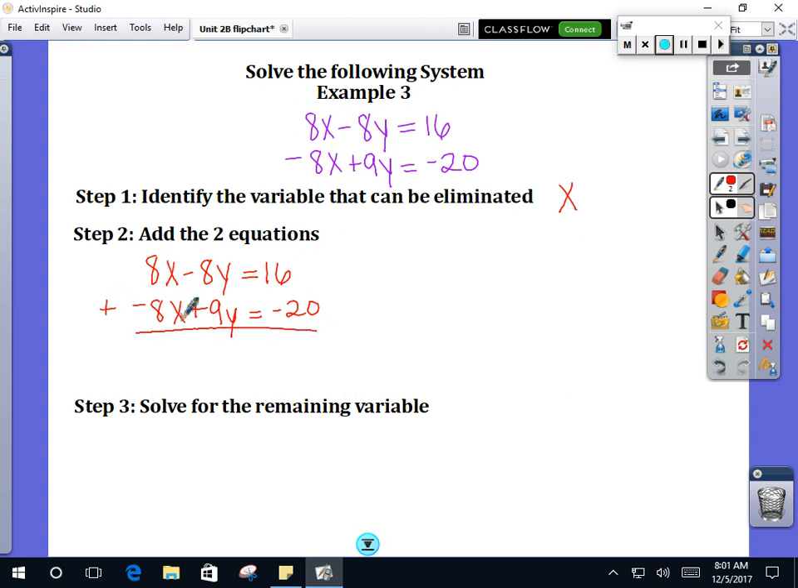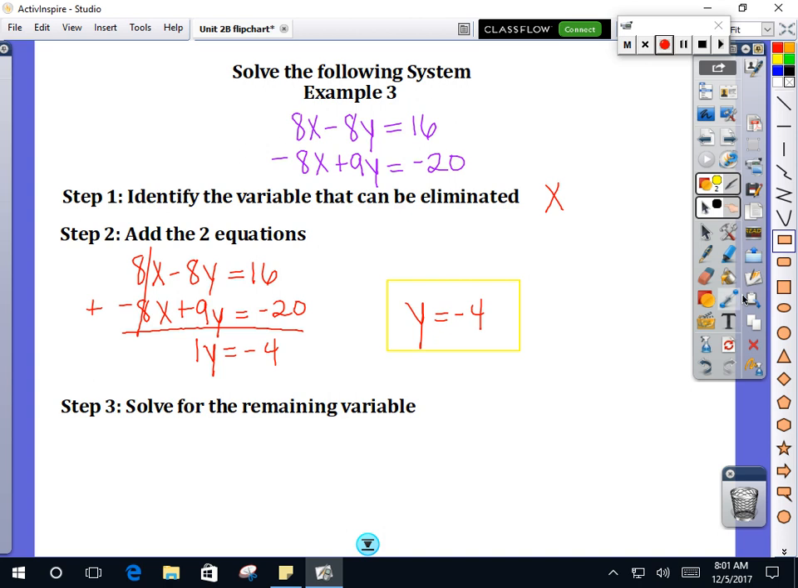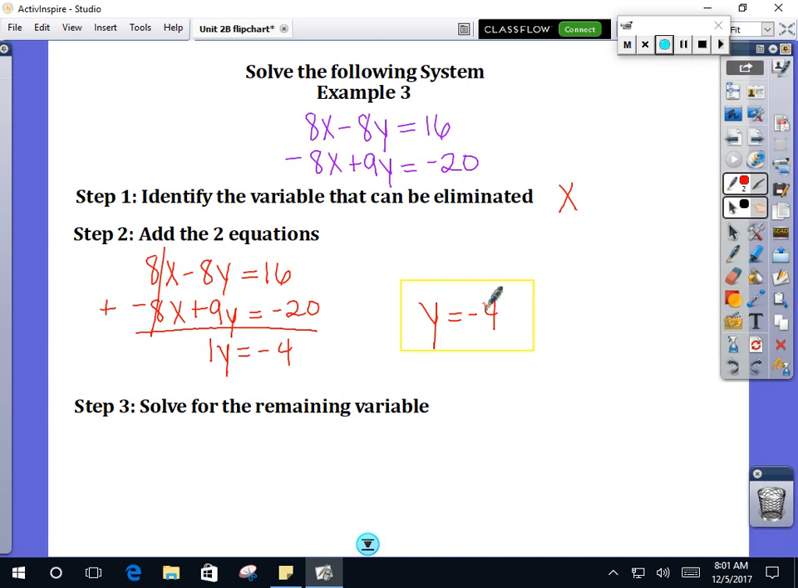8x plus negative 8x is 0x. So that's the variable that eliminates. Negative 8y plus 9y is positive 1y. And then 16 plus negative 20 is negative 4. Now remember, 1 does not have to be written there, so you don't have to take the time to divide by 1 here. That's your final answer, y equals negative 4. Okay, so we've solved for one variable of the system. Now we're going to take that negative 4 and plug it back in either one of these equations to find the x value. Let's just go with the top equation.